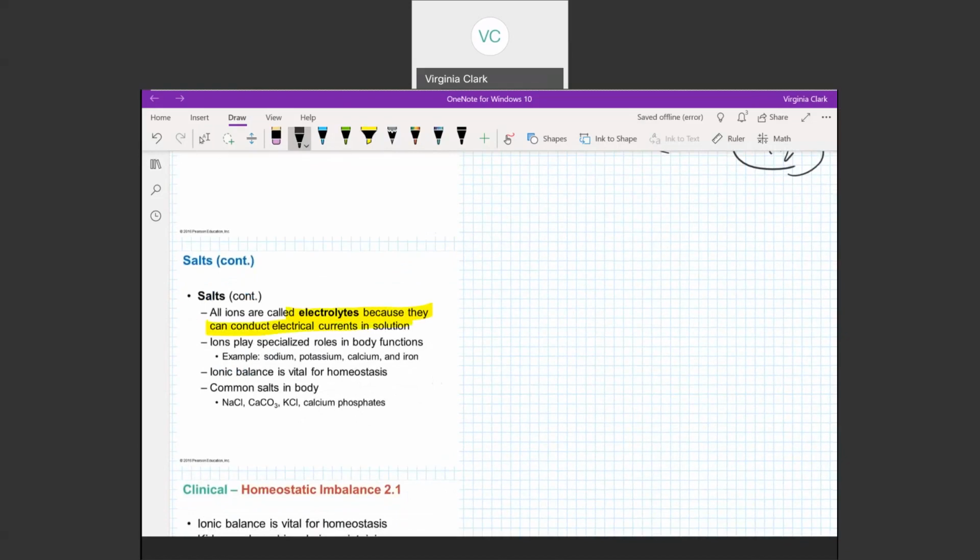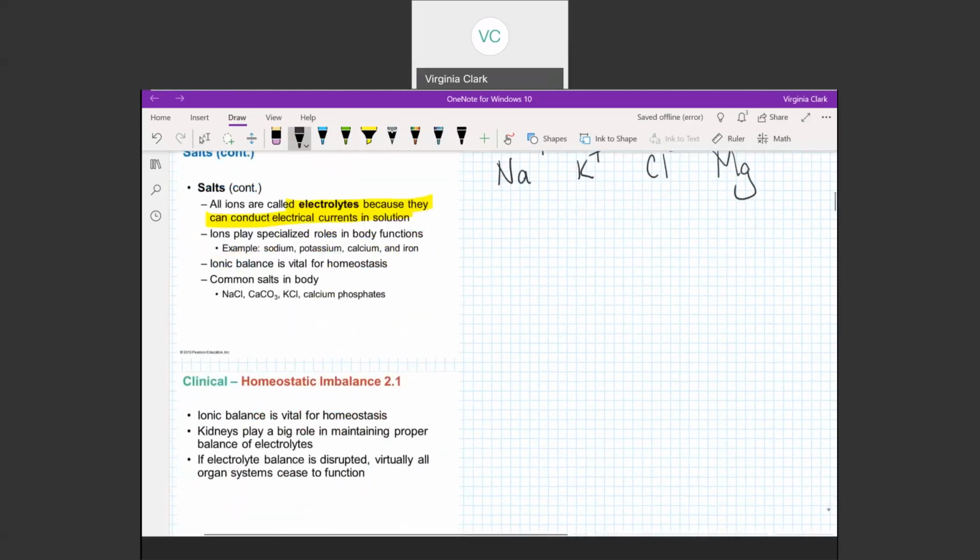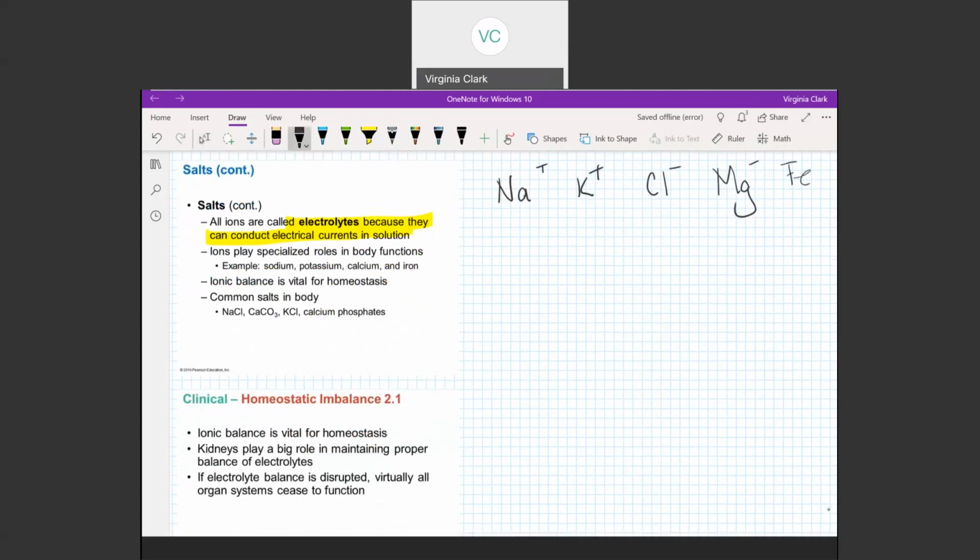Some examples of these are going to be sodium, potassium, chloride. You can also have, I'm trying to think of, magnesium. A lot of these are things that your body will actually eat. Oh, and iron, that's another good one. So things that you'll get from your food that are going to act as just the ions.